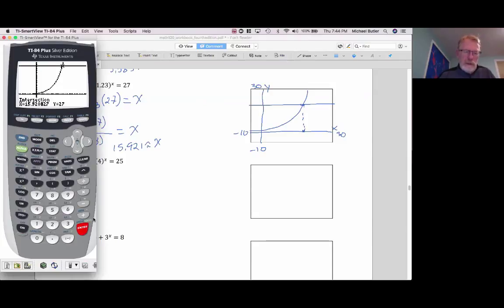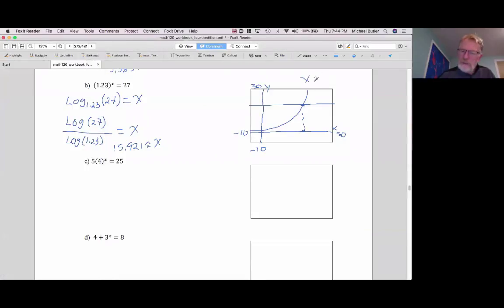And oh, look at that, amazingly enough, we got the same answer again, okay? So again, that's going to be x is approximately 15.921. Now, if you don't get the same answer over here when you did the graph as you did when you did it algebraically, then you did one of the two of them wrong. And so you need to go back and check and see what went wrong there, okay? All right, let's go do part C.